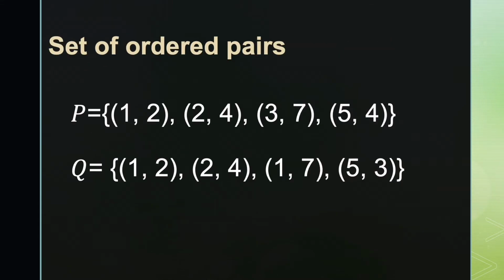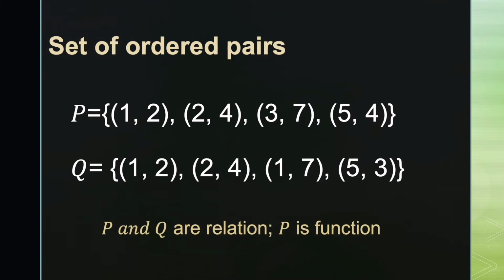Consider the sets of ordered pairs P and Q. In the set P, the first elements 1, 2, 3, and 4 relate to 2, 3, 7, and 4 respectively. Similarly, in the set Q, the first elements relate to the second elements. Both sets P and Q are relations, but only set P is a function, since every first element of the ordered pairs in P relates to only one element. In set Q, the element 1 relates to two values, 2 and 7, thus it is not a function.